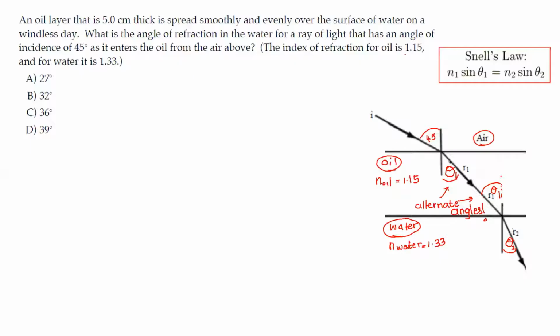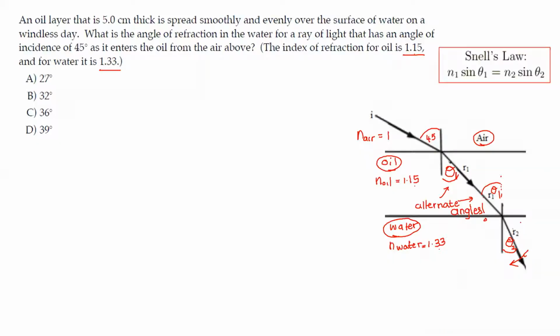Looking at the refractive indexes, we can see that the mediums get denser and denser, right? This is a denser medium than air. The index of air is 1, we know that. And this is denser than that. This is even denser than that. So these angles keep getting smaller. So this theta 1 is smaller than 45. And this theta 2 should be less than theta 1 because it keeps on bending towards the normal.